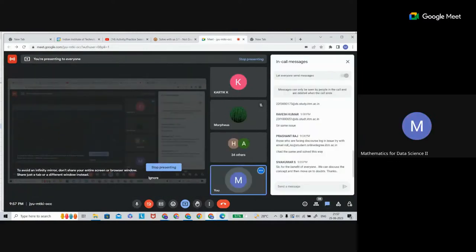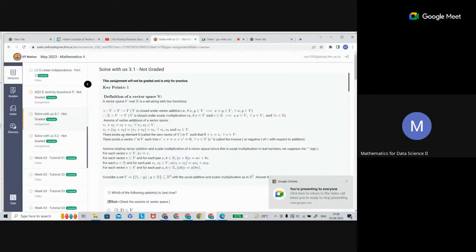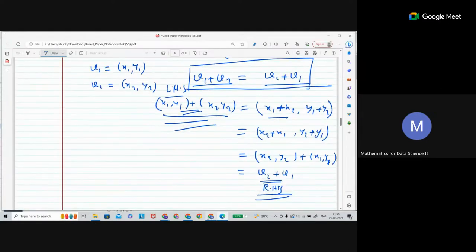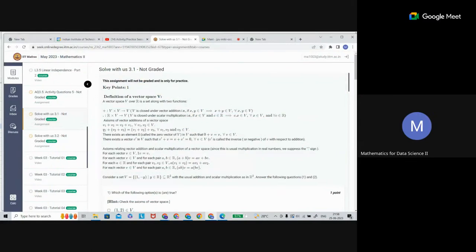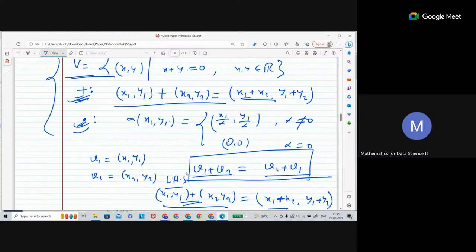Now let me show you the second condition. What is the second condition? This is called associativity, and I am not going to check it because it could be easily checked, as with the operation I did. Just take the left hand side and reach the right hand side. This operation is called associativity, and it is actually followed. It will follow with respect to addition, whatever operation we have.